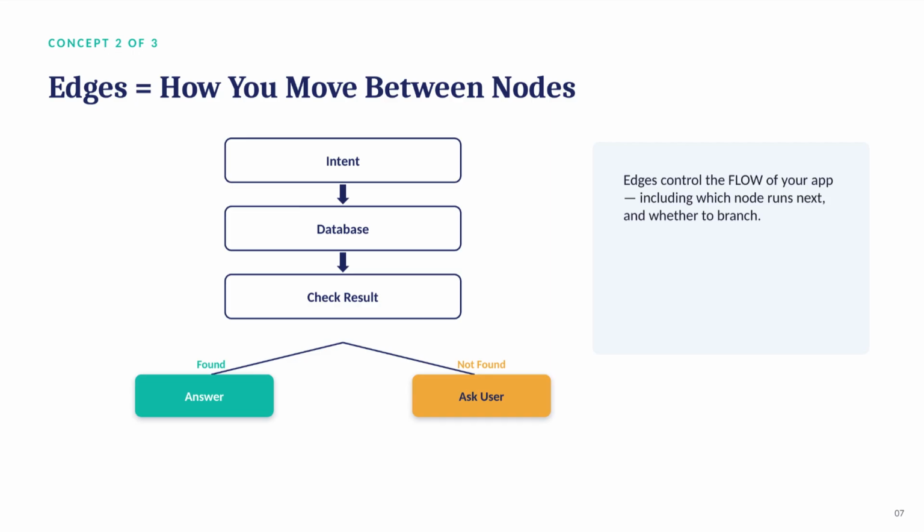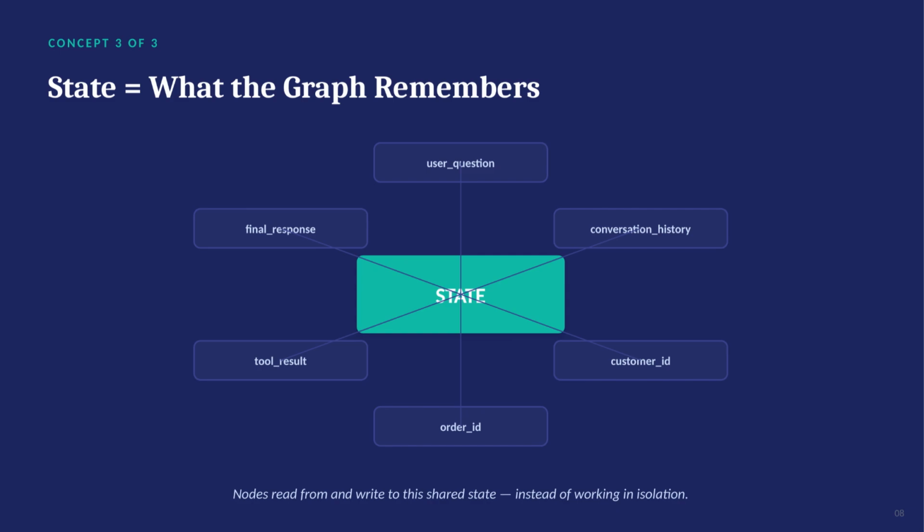And the third, and probably most important, concept, state. State is the information your graph needs to keep track of while it's running. That might include the user's question, the conversation history, a customer ID, an order ID, tool results, intermediate decisions, and the final response. Instead of every step working in isolation, your nodes read from, and write to, this shared state. That's one of the ideas that makes LangGraph so powerful.